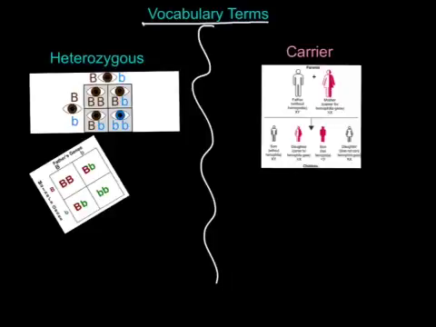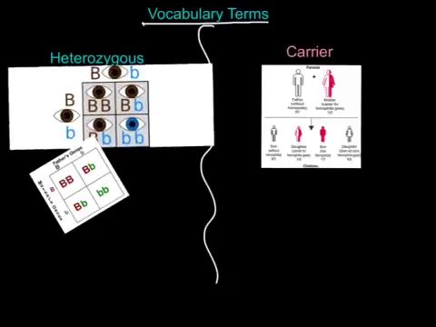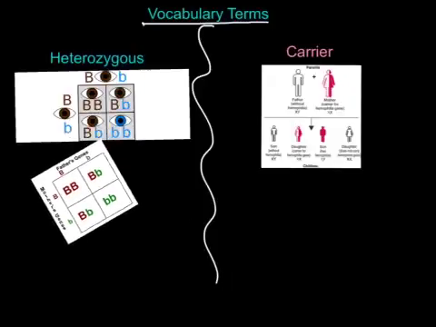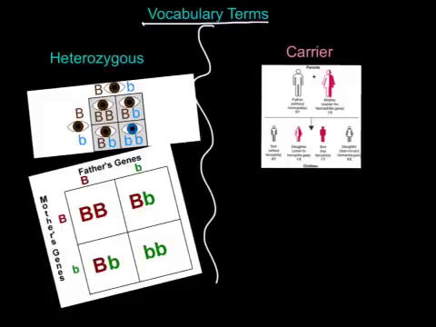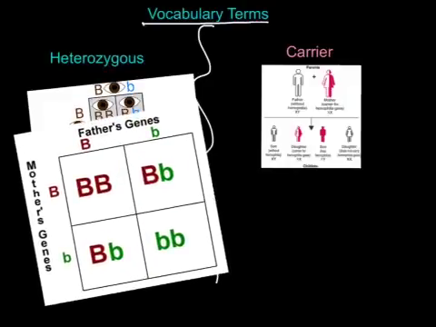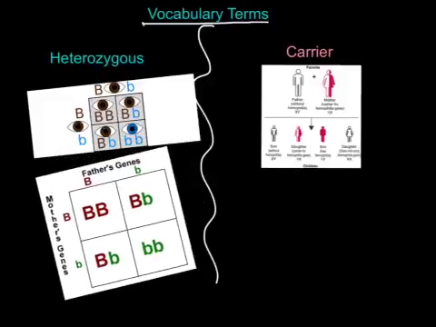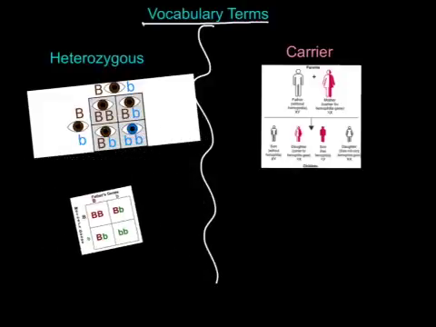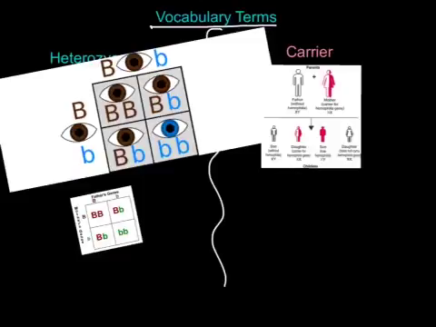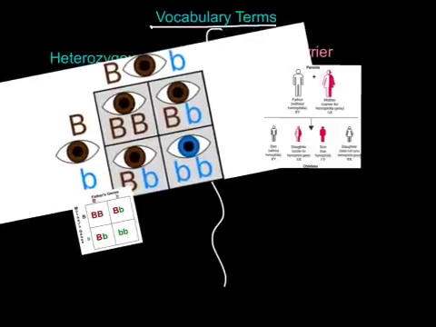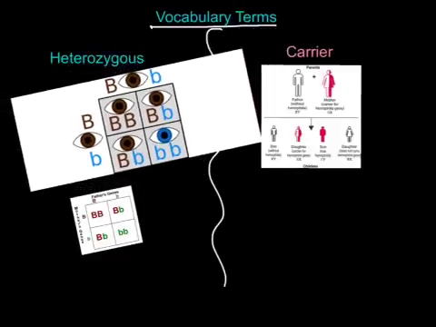Now, heterozygous means that an organism has two different alleles for a gene. For example, if a mother and father's genes consisted of B, which is a dominant trait, and a lowercase b for a recessive trait, that would be heterozygous because they are each different. Now, same with the eye diagram. For brown eyes, it is dominant, and for blue eyes, it is recessive. With the brown being dominant genes and the blue eyes being recessive genes, it is heterozygous.